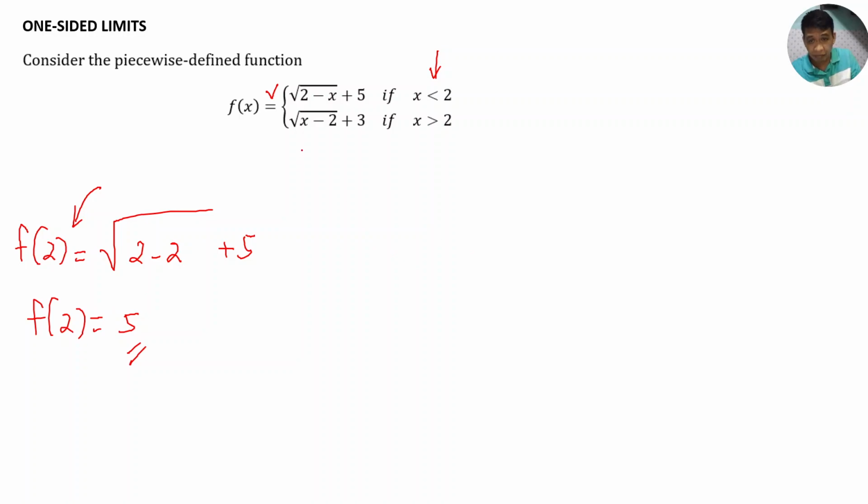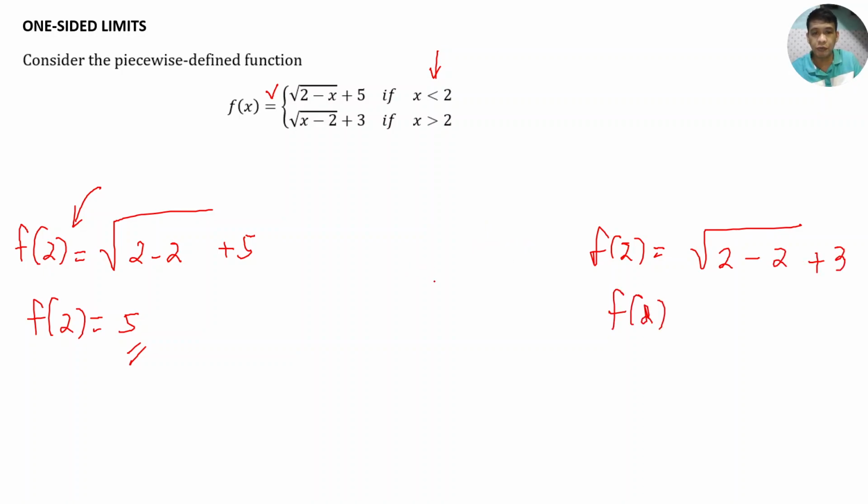Doon naman sa kanan, kasi galing yan doon sa greater than 2. So, pakanan, galing tayo sa kanan. So, f of 2 here is equal to square root of 2 minus 2 plus 3. Then, f of 2 here is equal to 3.